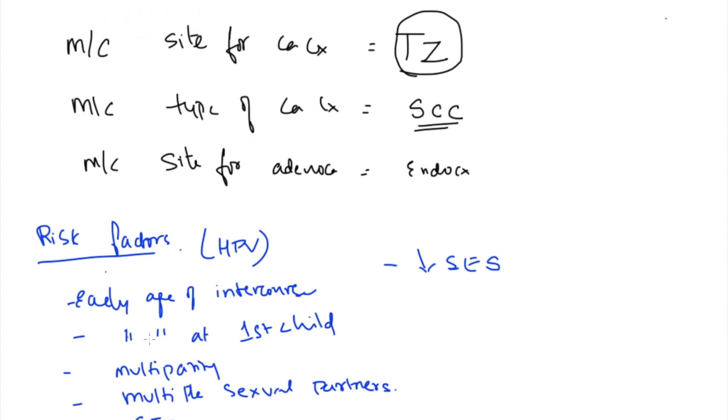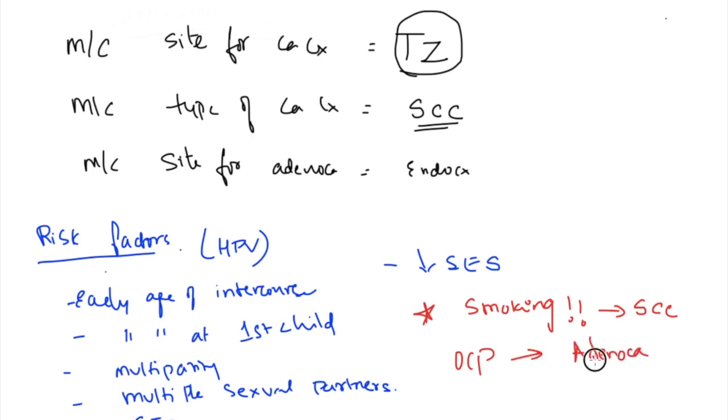And then something to be highlighted: smoking. Smoking is a risk factor for carcinoma cervix, that too the squamous cell variety. For adenocarcinoma, which involves the glands, OCP use is a risk factor. Let's write it here. Smoking is a risk factor for squamous cell carcinoma. Similarly, OCP use is a risk factor for adenocarcinoma. Okay, these are the risk factors.